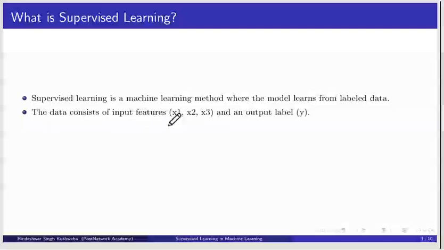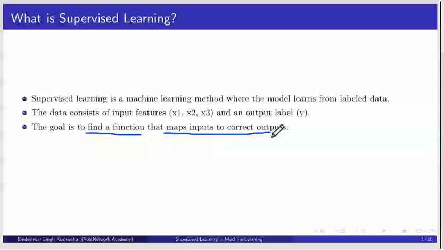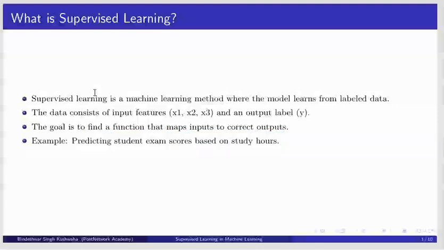The data consists of input features x1, x2, x3. These are columns, and an output label y. I have taken 3. It may be x1, x2, x3, x4, x5, even billions. It depends on the model size. And the goal is to find a function that maps input to correct outputs. That is the main purpose of a supervised machine learning algorithm.